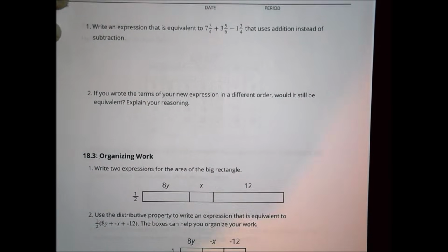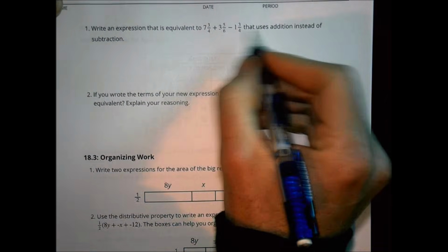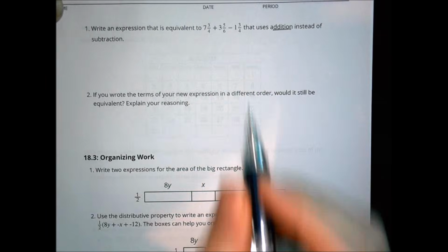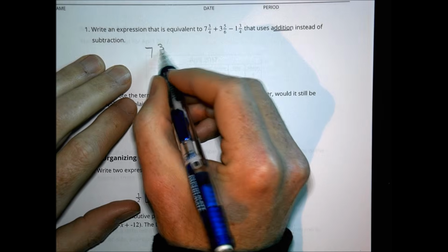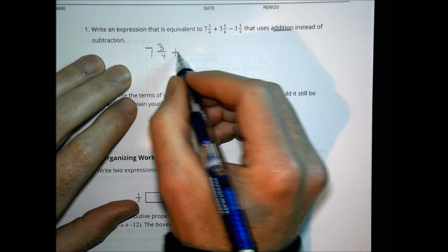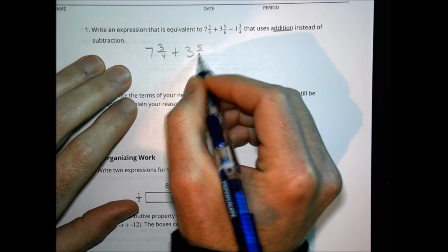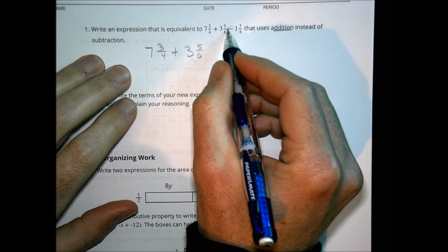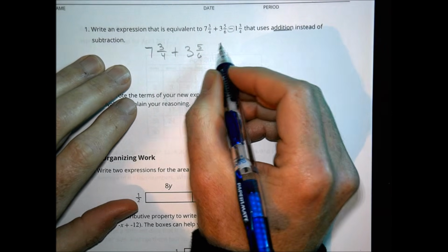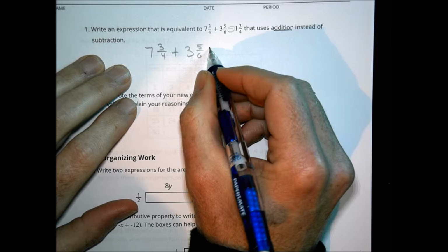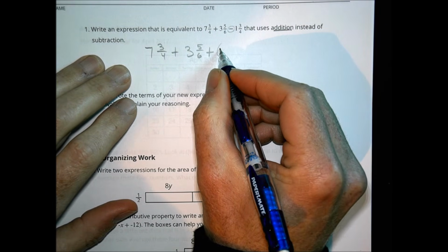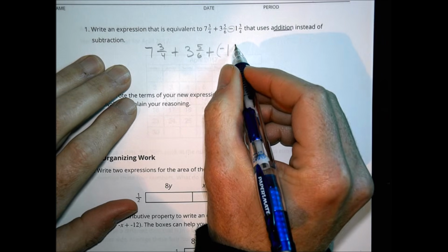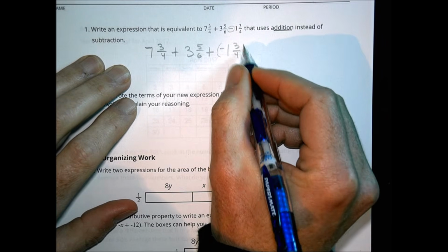It says write an expression that is equivalent to this that uses addition instead of subtraction. So if we take our initial problem, we have 7 3/4 and we add 3 5/6. Can I turn this subtraction into an addition? Sure, I do that by adding, and I always use parentheses, but you don't need to, adding the opposite, negative 1 3/4.